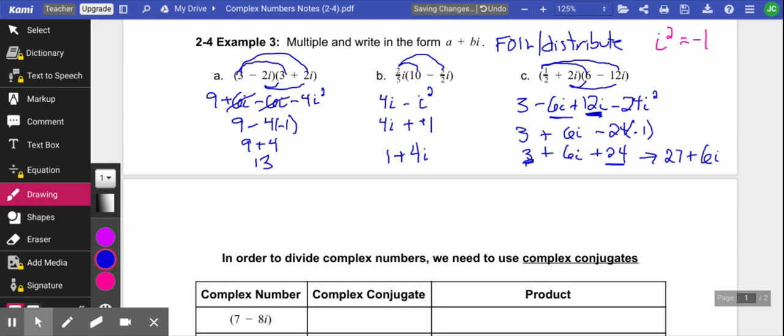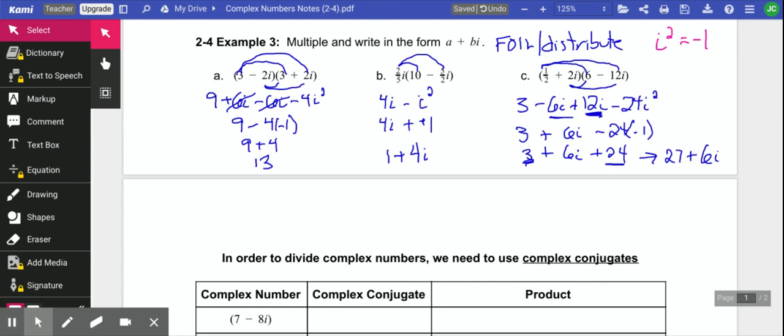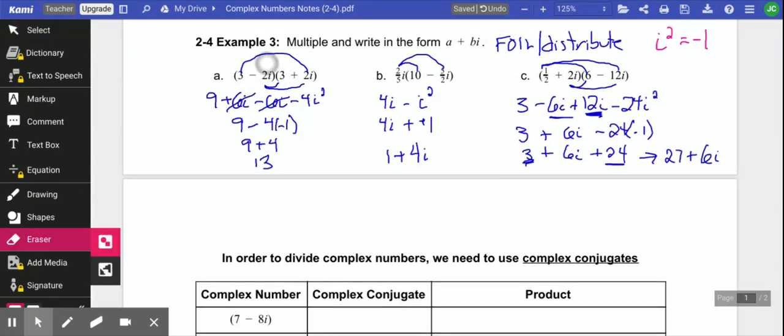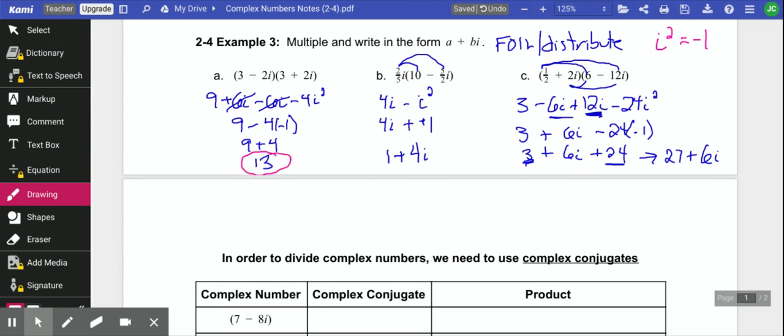Okay, so that is multiplying. Again, it's just distributing, FOILing. Just remember that i squared is -1. Don't ever leave an i squared in the problem. Now, we are going to talk about division in just a second, but before we do that, I want to go back to the first problem. Something kind of cool happened here, that when we multiplied 3 minus 2i and 3 plus 2i, two complex numbers, we got a real number. And that's because there was something special about these.